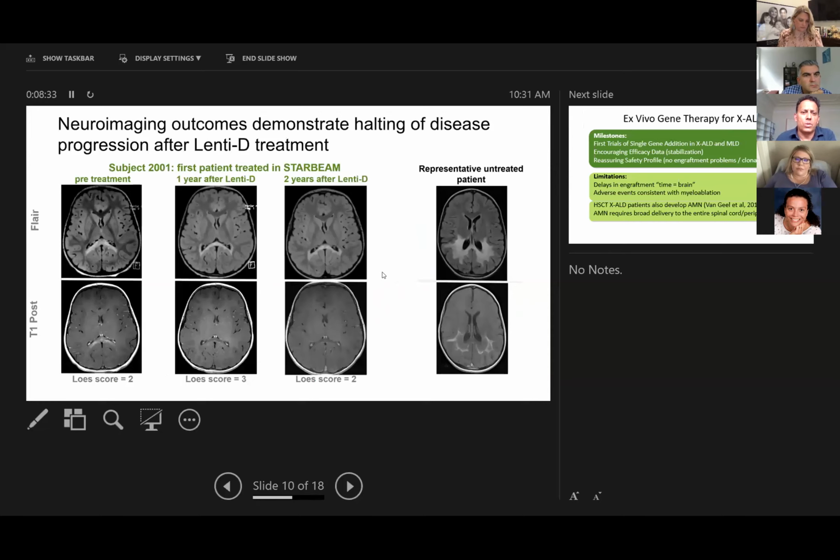What happens to the imaging? You can see the usual MRI lesion in the splenium here in the back of the brain that stabilizes 1 year and 2 years after treatment.